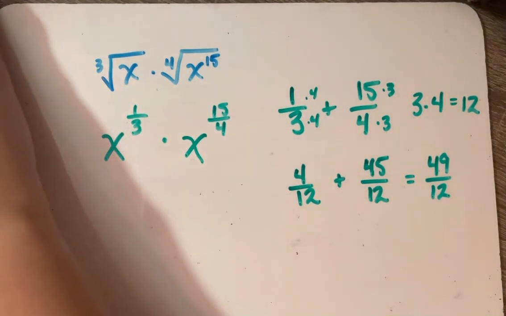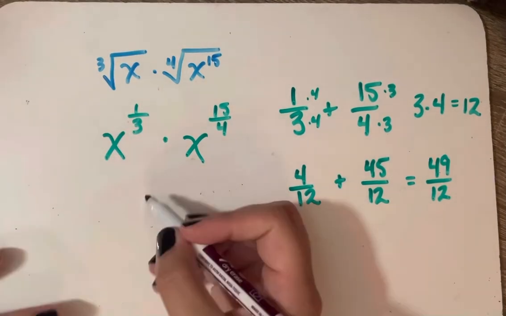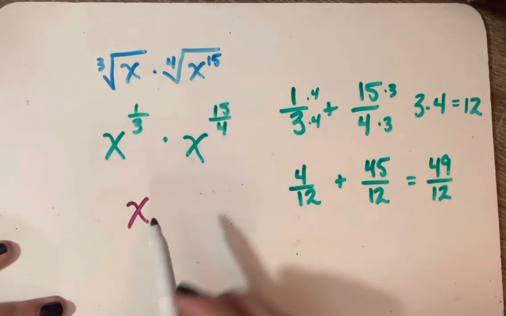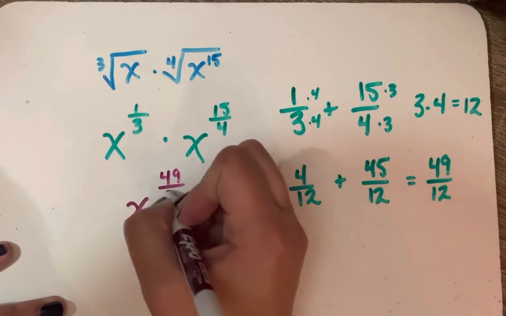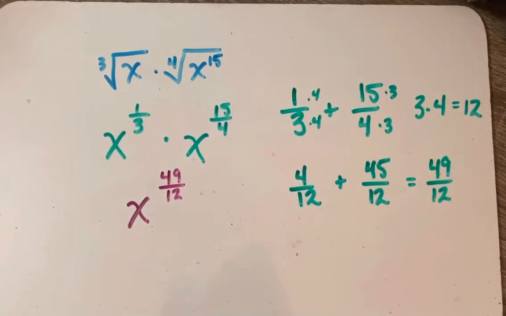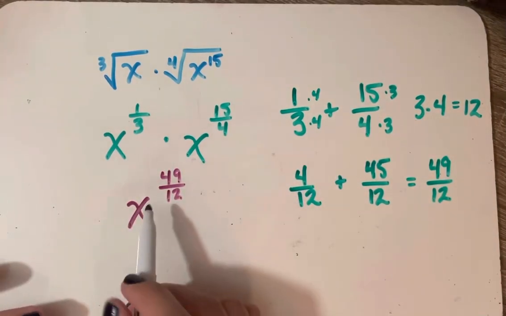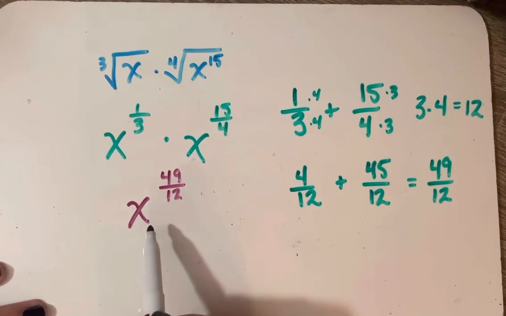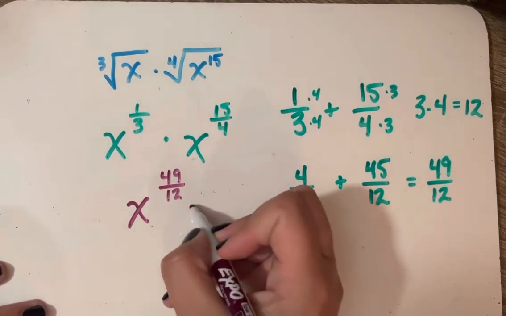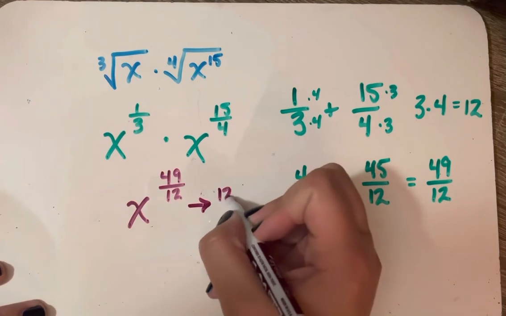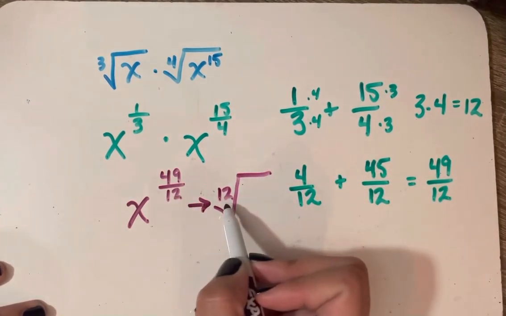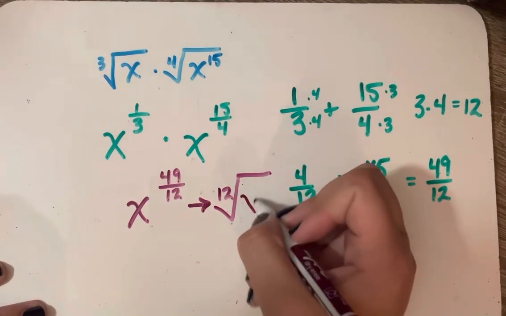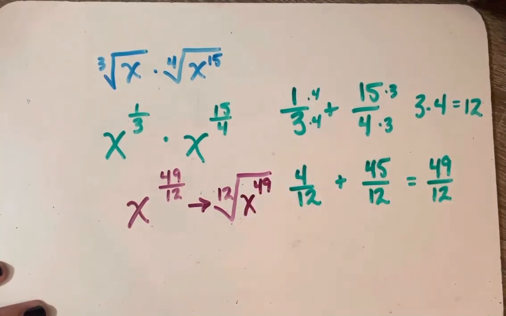Okay, let me switch colors. So now, when I combine these, I have x to the power of 49 over 12. So now I'm going to take this from exponential form back into radical form. So I'm going to change this to be the 12th root. Since 12 is my denominator, that goes here in front of the radical. So the 12th root of x to the power of 49.